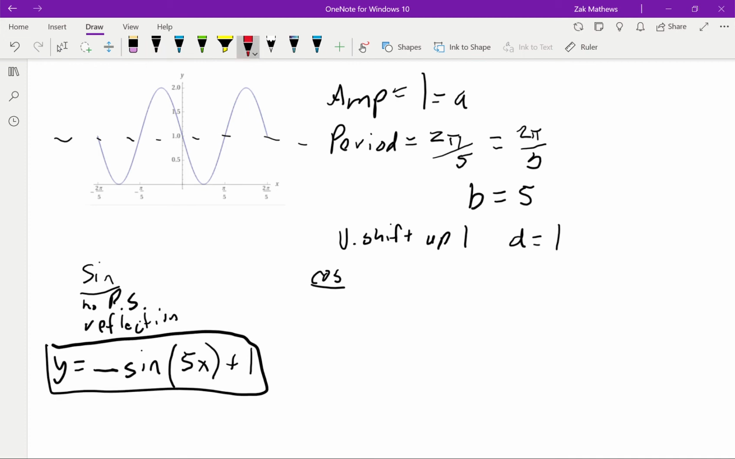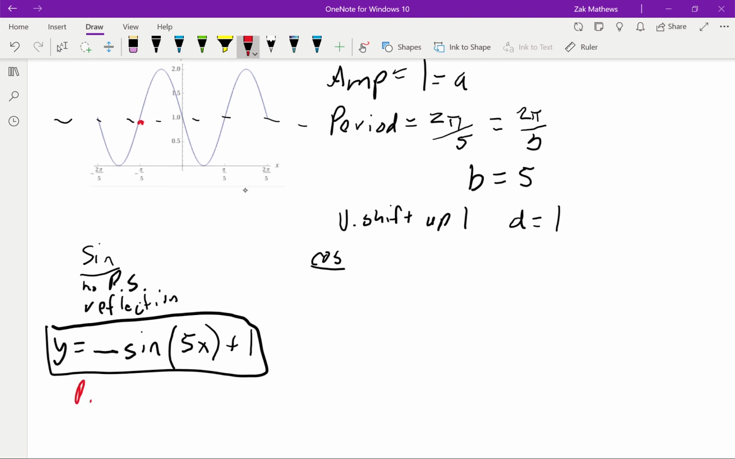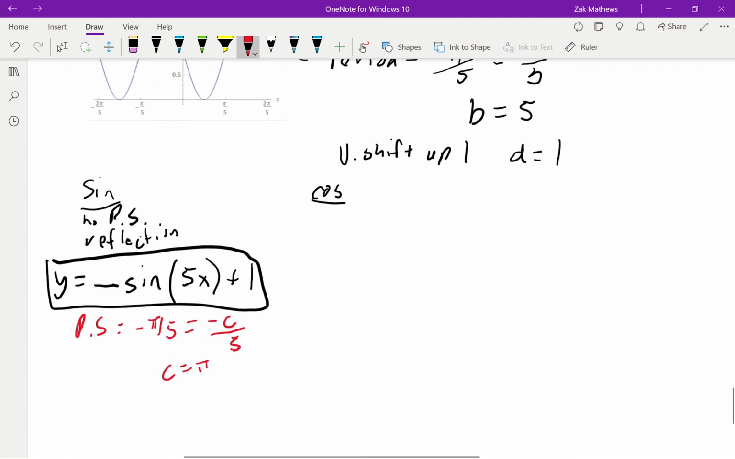Now, just like before, you might be saying, well, shouldn't it go up first? Well, it could, right? We could have used a phase shift of negative pi over 5, and then we wouldn't have to use a reflection. Negative pi over 5 is equal to negative c over b. The b was equal to 5, so our c would be equal to pi. So we could have also written this as y is equal to sine 5x plus pi, plus 1. That would have also worked.